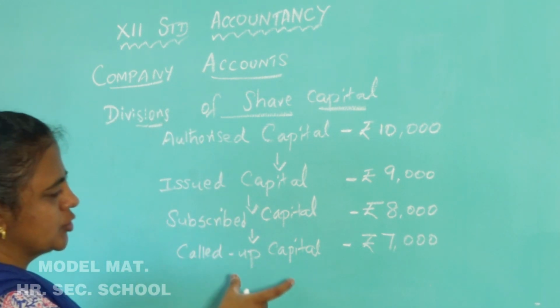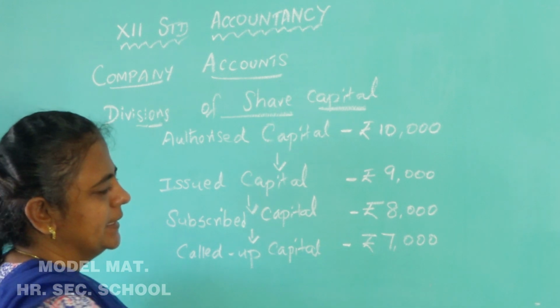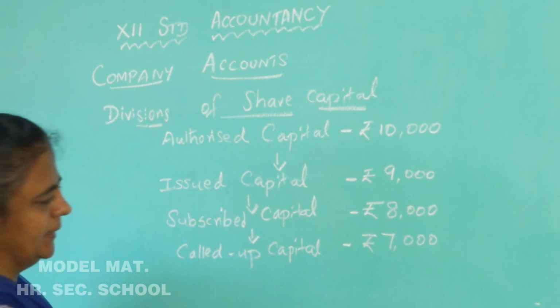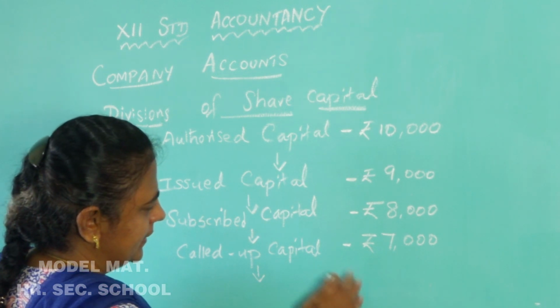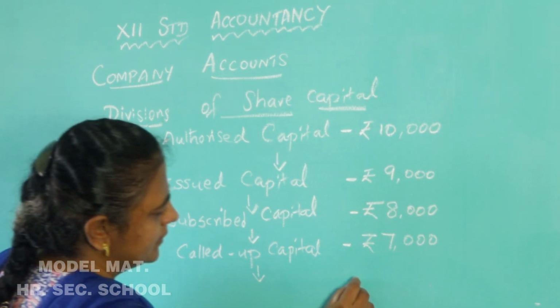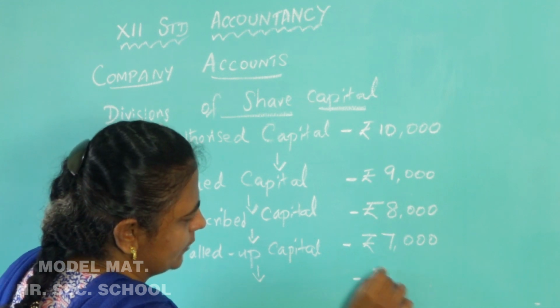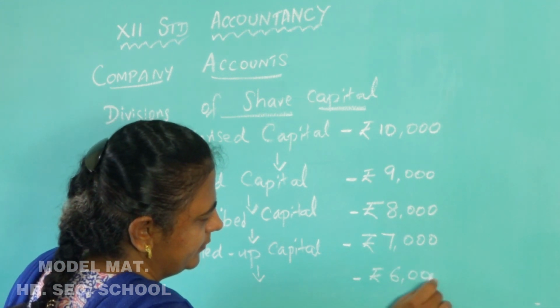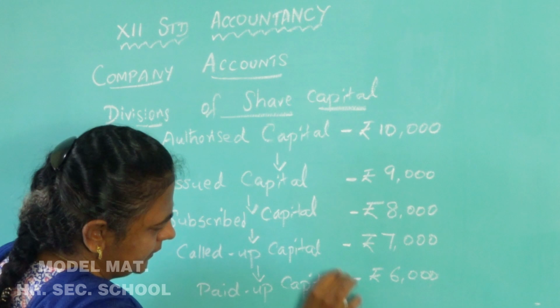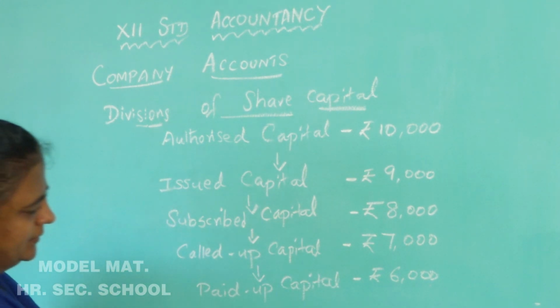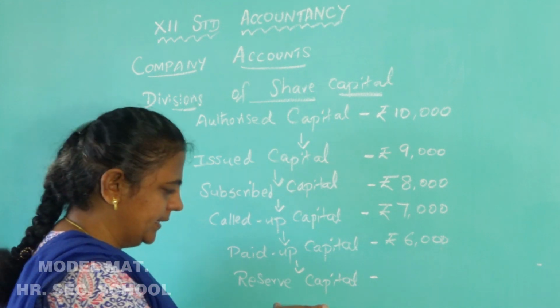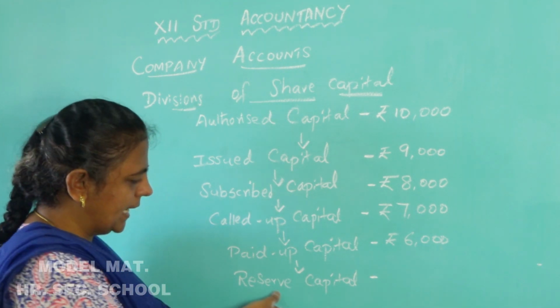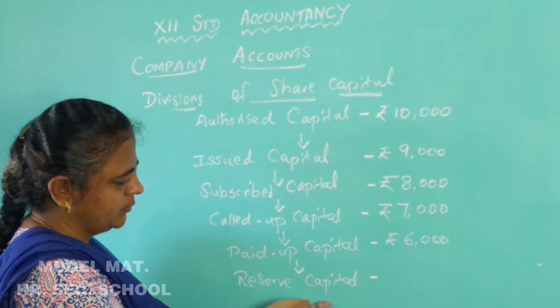The amount which is called up by the company is called as what? Called up capital. Out of the 7,000 called up, the shareholder may pay rupees 6,000. So, that is called paid up capital. Last is the reserve capital. What is this reserve capital? It is very important, it is often asked in the theory part.